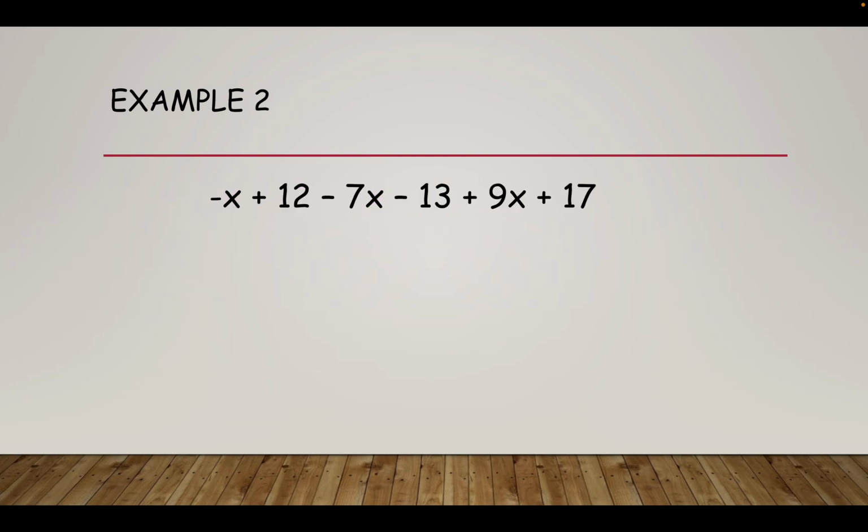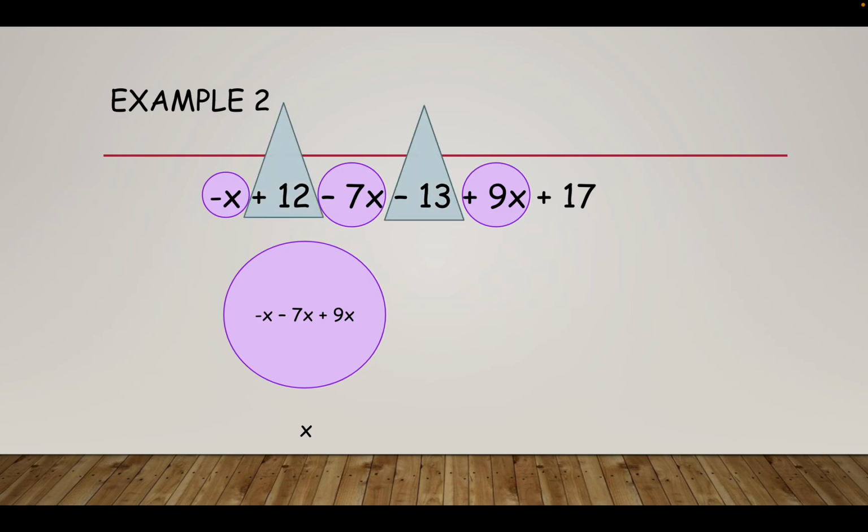Let's go through this example quickly. If you want to pause the video and try it on your own, please do so. -x minus 7x plus 9x. If we combine all of those, I've got -8x plus 9x will leave me with 1x. 12 minus 13 would be -1, and a -1 plus 17 would leave me with a positive 16.